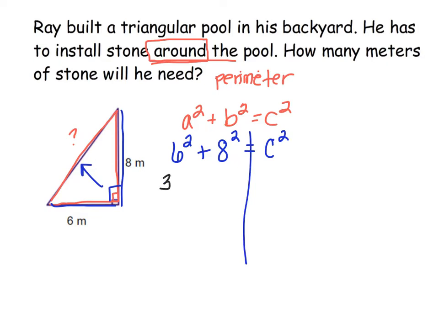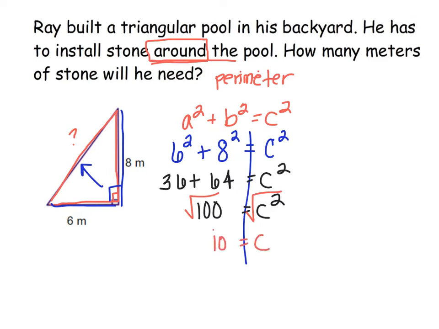So I'm going to just solve on this left side. 6 squared is 36, plus 8 squared is 64, and that's going to give me C squared. So when I add 36 plus 64, that gives me 100. Take the square root of 100, and the square root of 100 is 10, because 10 times 10 gives me 100. So 10 meters is that other side of my triangle.